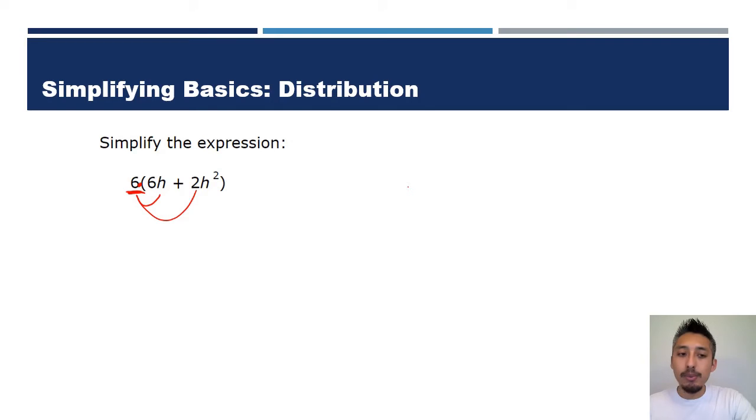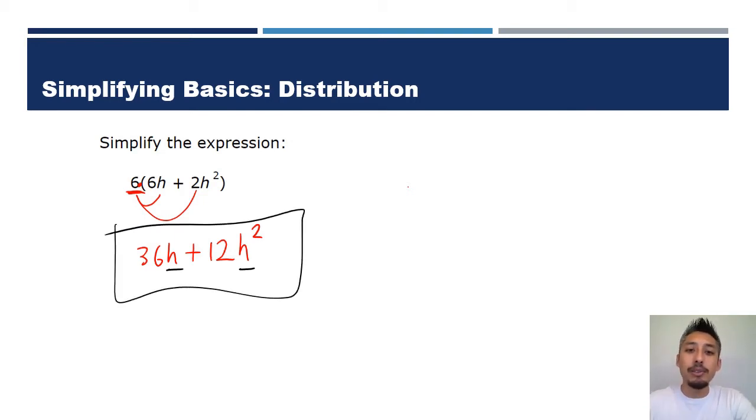So as our line suggests, we're going to start off by multiplying 6 times 6h. 6 times 6h is 36h. And now we're going to follow the second line, 6 times 2h squared. 6 times 2h squared is a positive 12h squared. The next thing we need to ask ourselves is, can we simplify this anymore? So let's check if these are like terms. Like we said before, like terms have the same variable and the same exponent. Even though both of these have the same variable, they both have h, they do not have the same exponent. So that means that there's nothing else that we can do. This is our final answer.